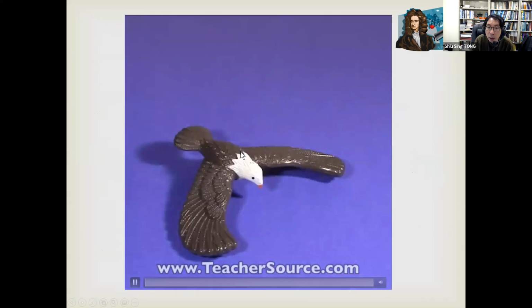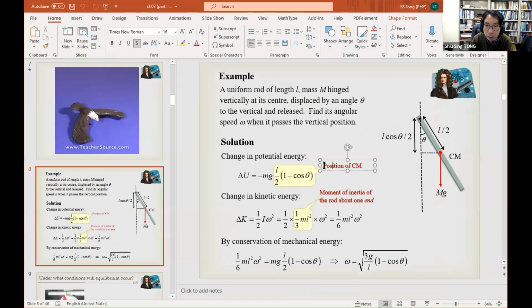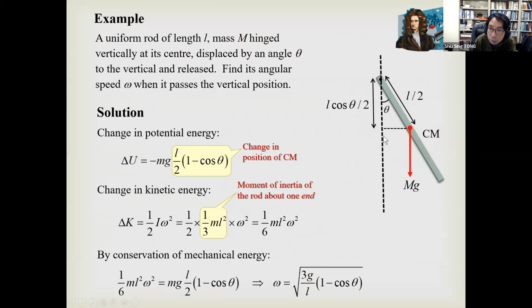So the change in the position of the center of mass, sorry, I should write the change in position, not the position. The change in the position of the center of mass is L over 2 minus L over 2 cosine theta. Okay, so the change in position of the center of mass, I should write here. I will amend it later. So the change in the position of the center of mass is L over 2, which is the final height, minus the initial height, which is L over 2 cosine theta. Okay, the final height is actually lower. Okay, so L over 2 is larger than L over 2 cosine theta. So this is the change.